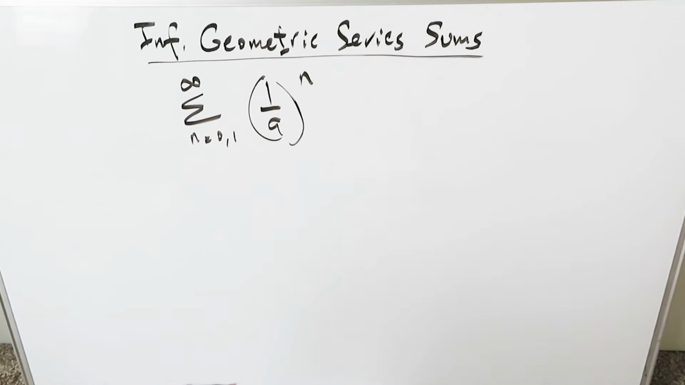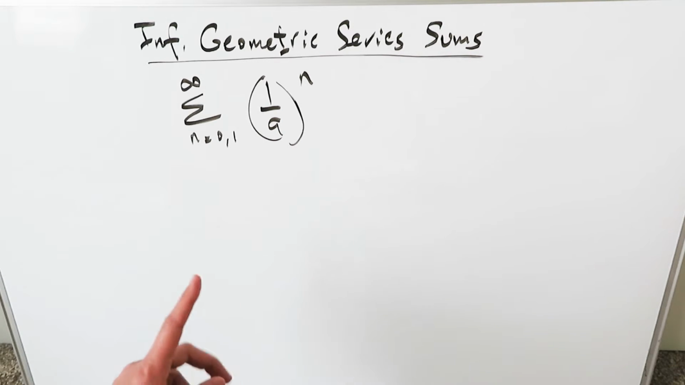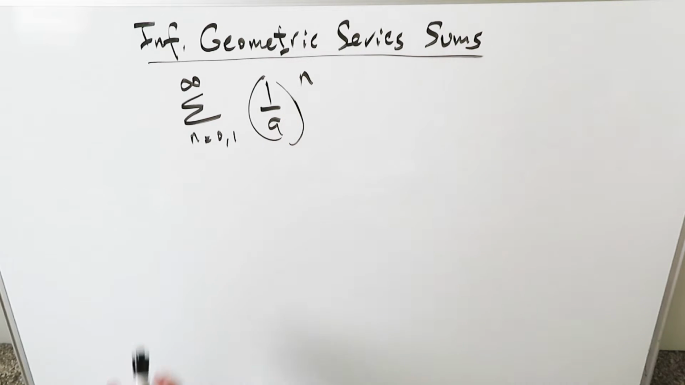Thank you for joining me for this most important video where I'm showing you some shortcuts for infinite geometric series sums. You know, an infinite geometric series looks something like this: n equals 0 or 1 going up to infinity. Your rule is usually 1 over a to the power of n.